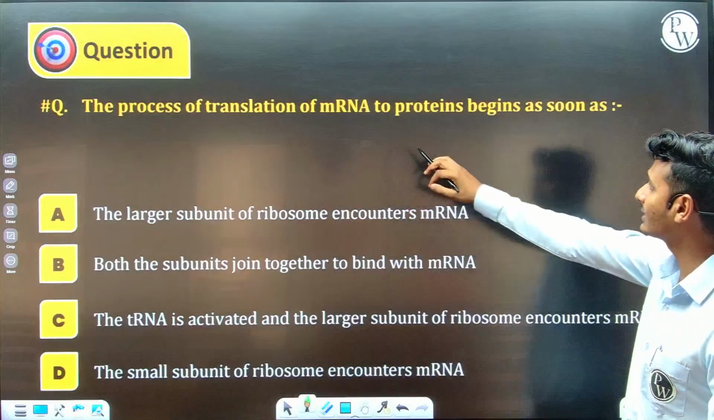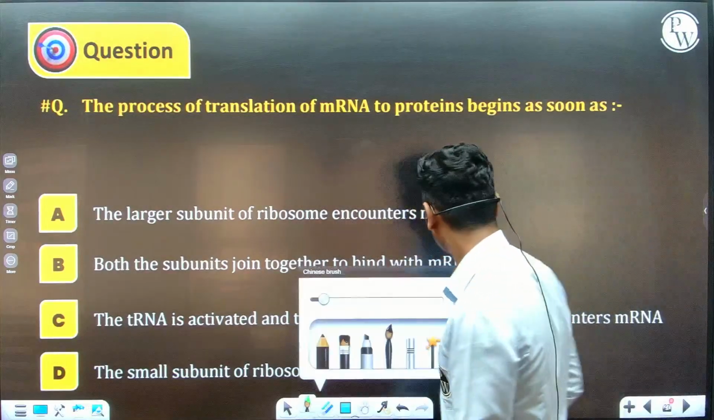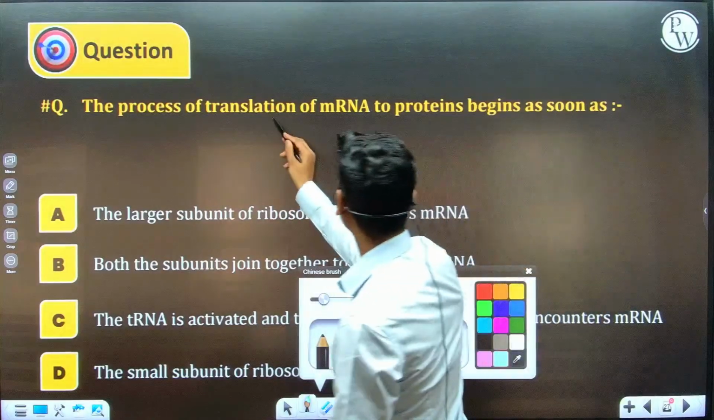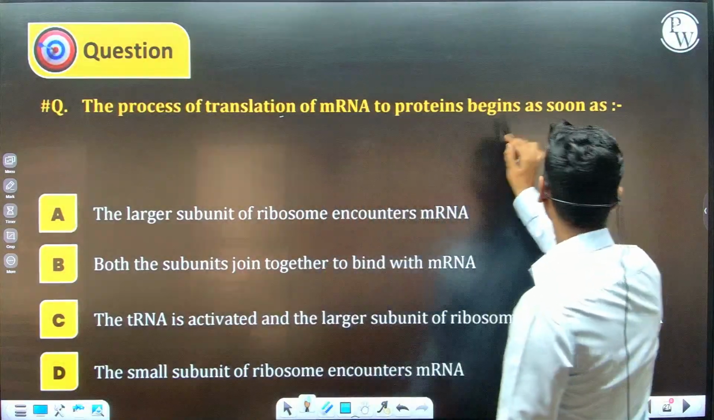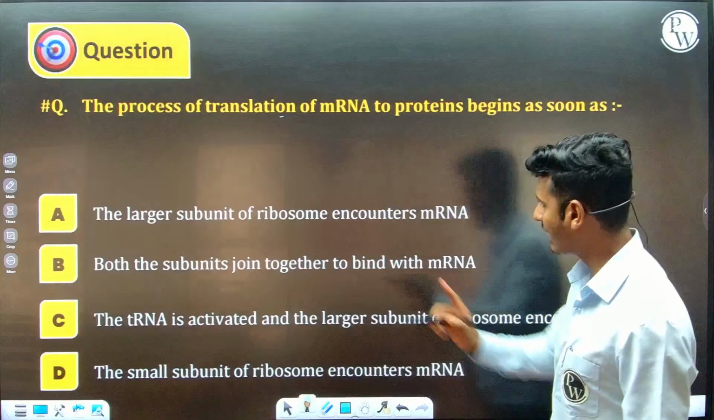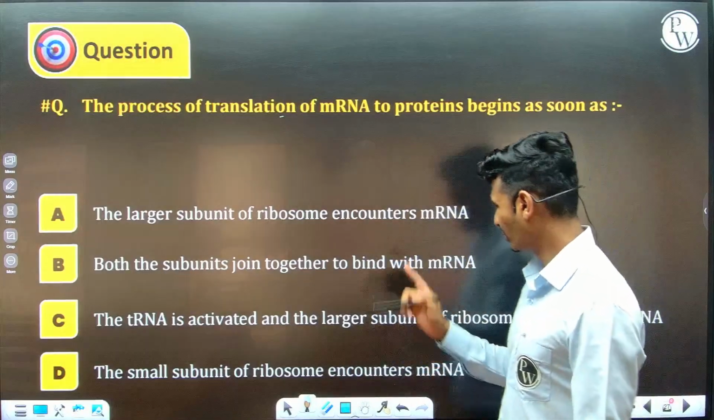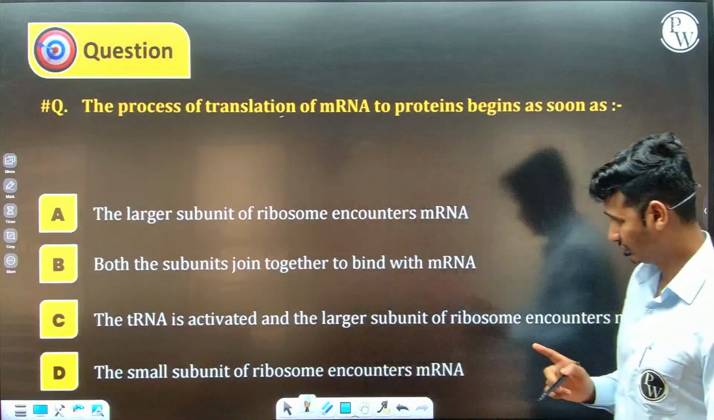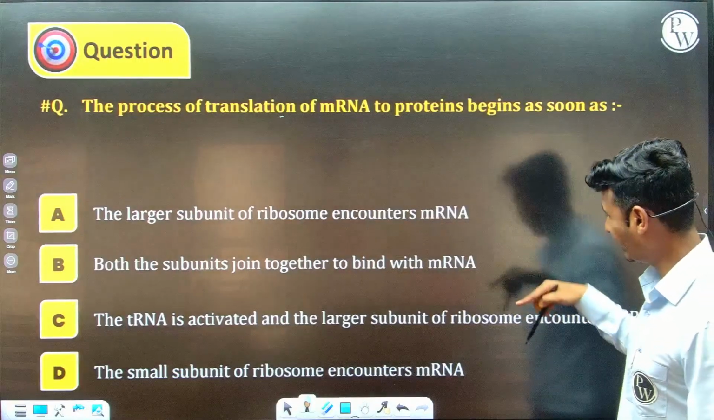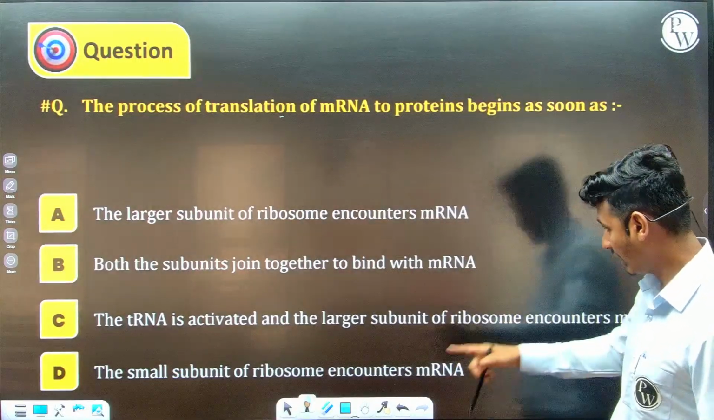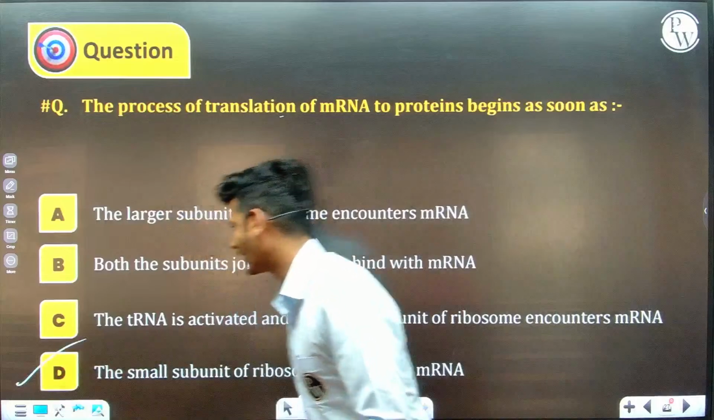The process of translation. Translation is mRNA to protein. It begins as soon as the large subunit, no. Both subunits, no. tRNA activated, no. Small subunit encounters mRNA, any option? Small subunit of ribosome encounters mRNA, D.